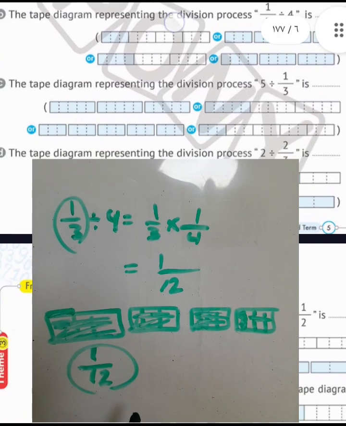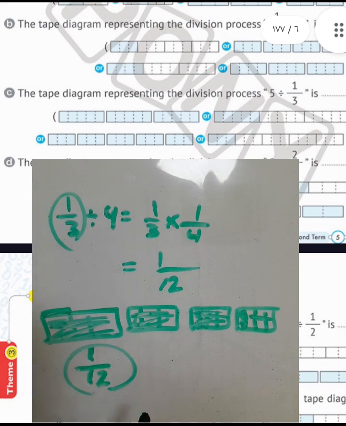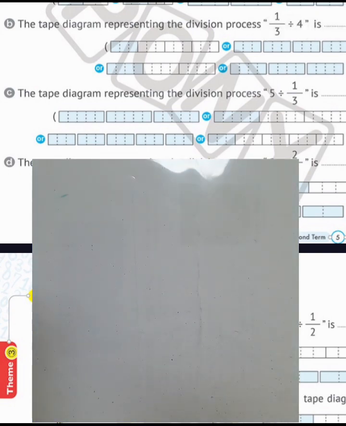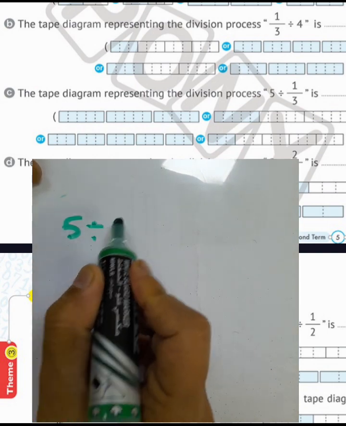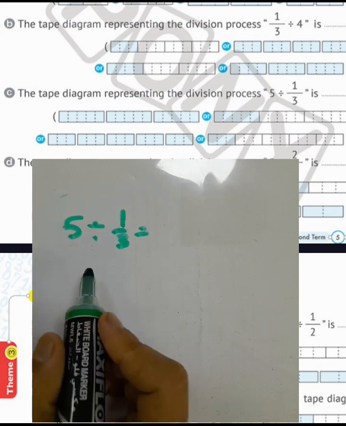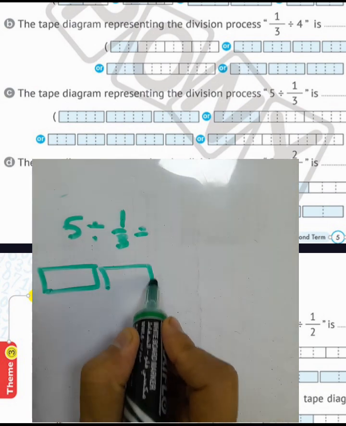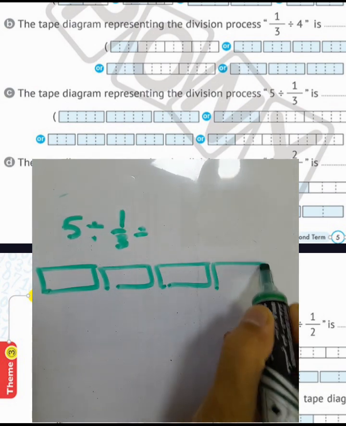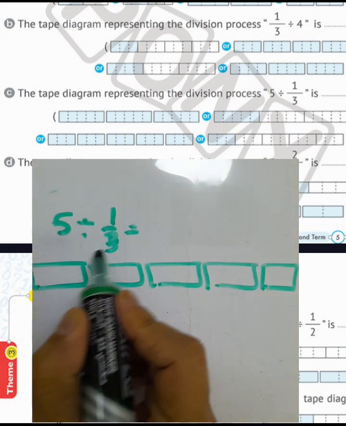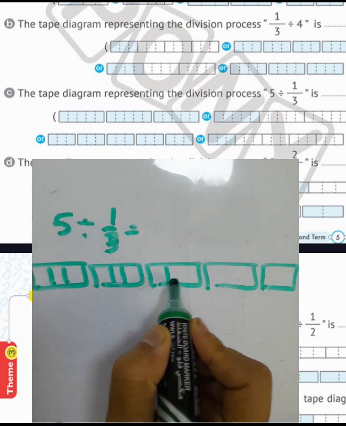What about this example? The tape diagram represents 5 divided by a third. 5 divided by a third means dividing a whole number by a fraction. First step, you must draw 5 models: 1, 2, 3, 4, and 5. 5 models, okay? And divide each one of them into 3 parts.